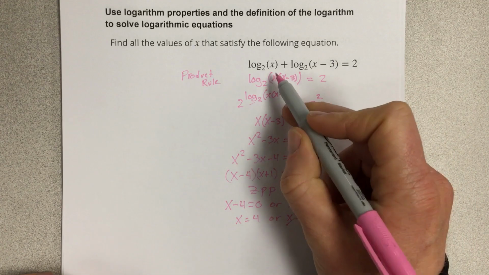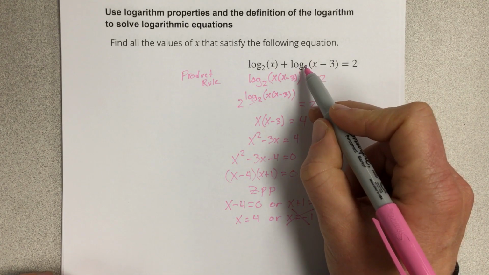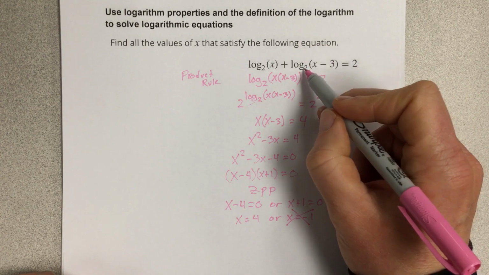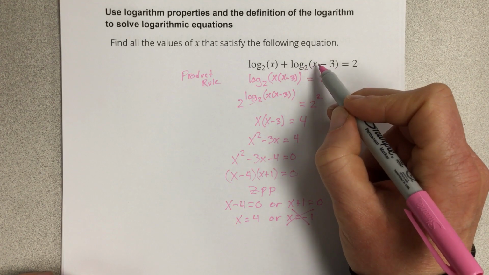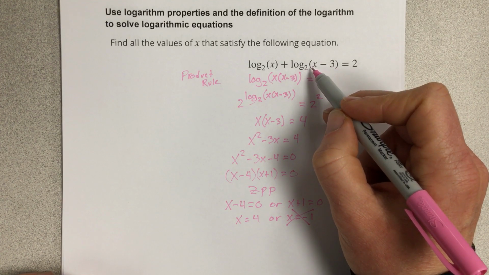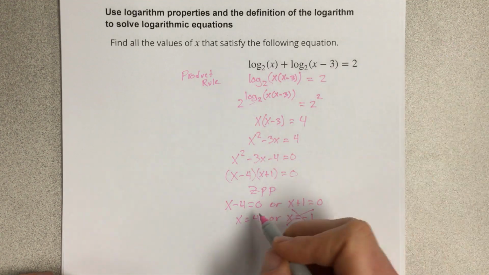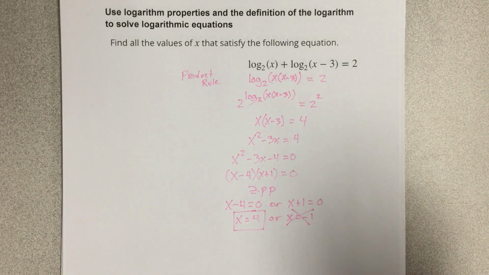I plug in 4, log base 2 of 4. That's okay. That's obviously 2. If I plug a 4 in there, log base 2 of 4 would be 2. And then I plug a 4 in here. 4 minus 3 is 1. Log base 2 of 1. 2 to what power gives me 1? That'd be 0. So I'd have 2 plus 0 equals 2. Yeah, that works. So I just need to plug them back in, make sure I don't have any extraneous solutions.